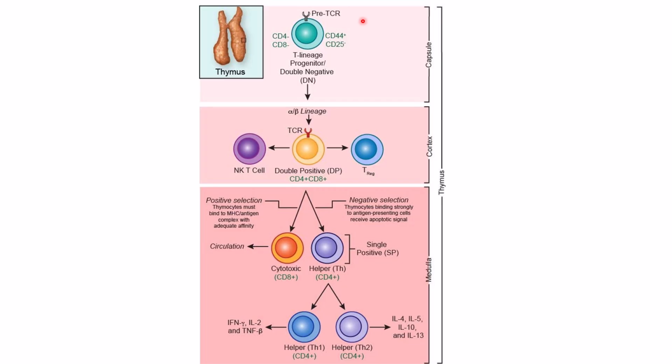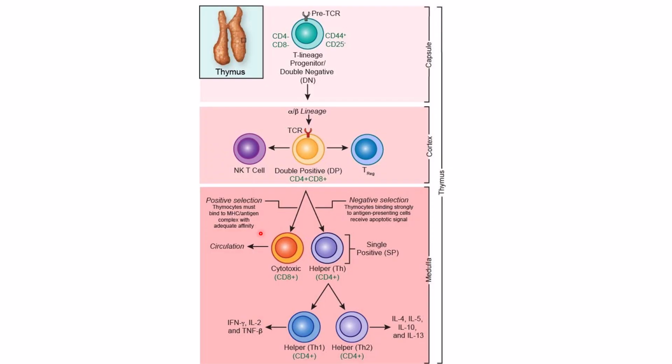Then you have the double positive stage, where the double negative lymphocytes start to express both CD4 and CD8 markers. And in this stage there is the rearrangement and expression of the TCR alpha chain. So in the double negative stage there is beta chain rearrangement, and in the double positive stage you have the alpha chain rearrangement. Remember these two.